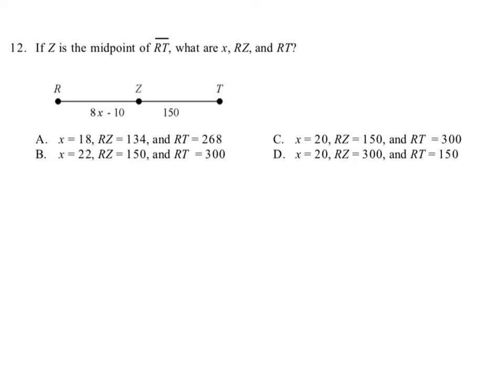Z is the midpoint of RT, which means if we are going to put our segment marks, we could say that is congruent to that. Okay? Well, if that's congruent to that, and Z to T, which we see, is 150, then guess what RZ is? That's also 150. So that means that any answer that doesn't have RZ equaling 150 can't be right. It's not that one, not that one.